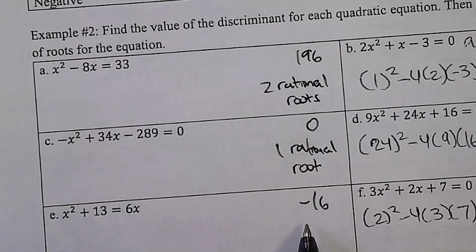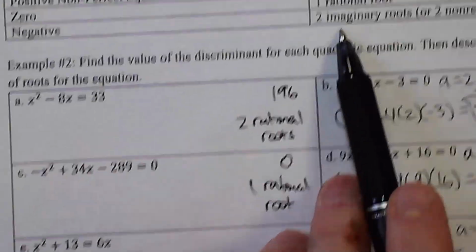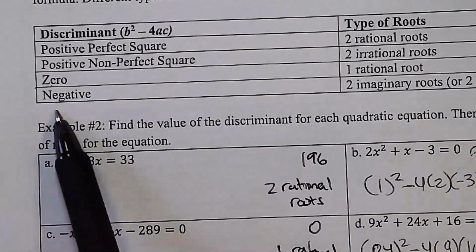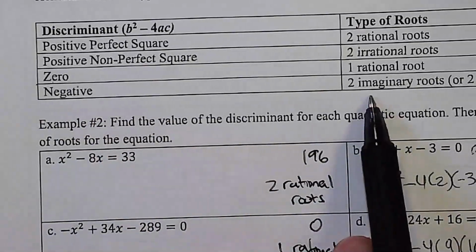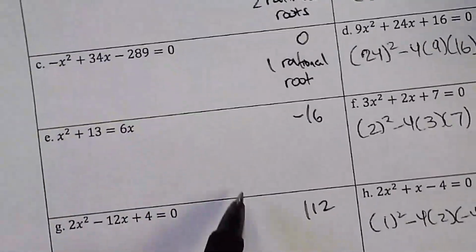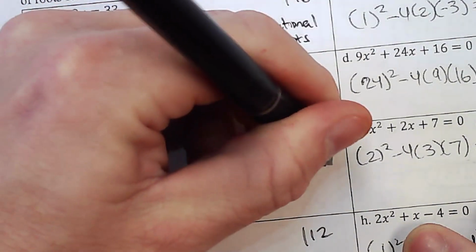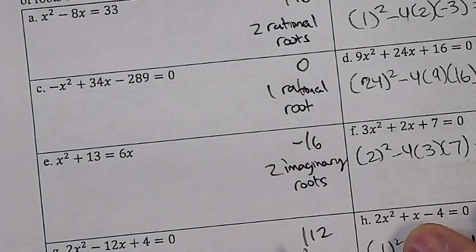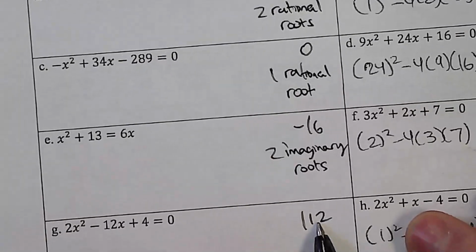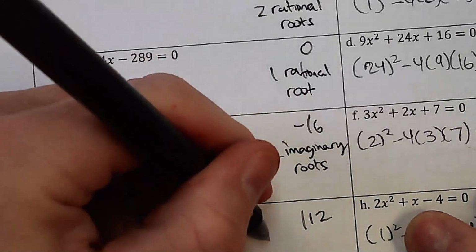Negative 16, what did we get? So if the discriminant's a negative, that means you're going to have two imaginary or two non-real roots. You can call them imaginary roots or non-real roots. And if you get a positive number that's not a perfect square, then we get two irrational roots.